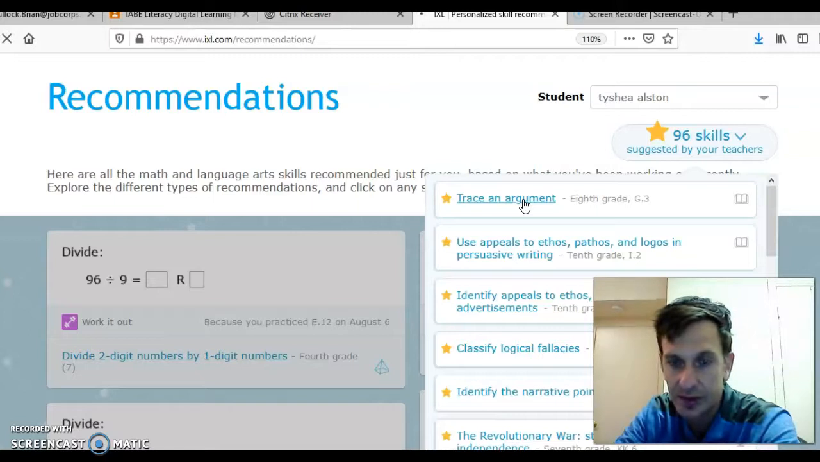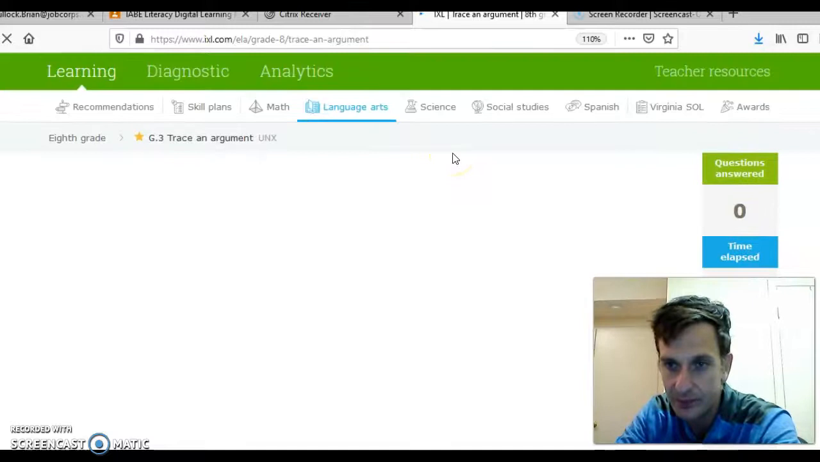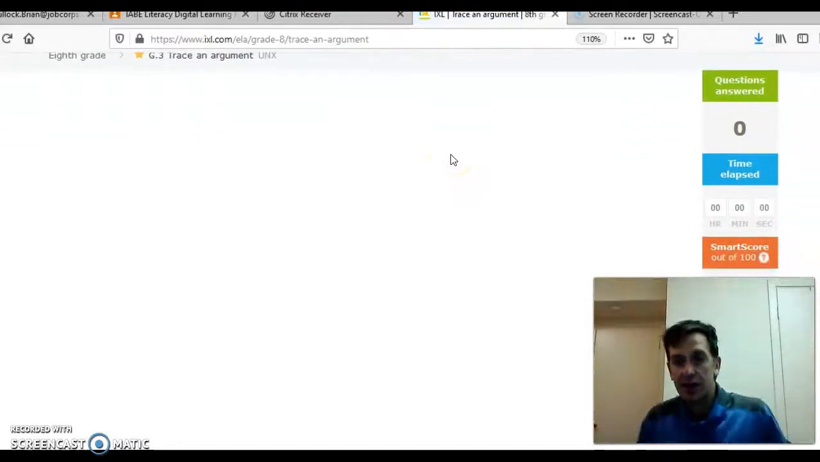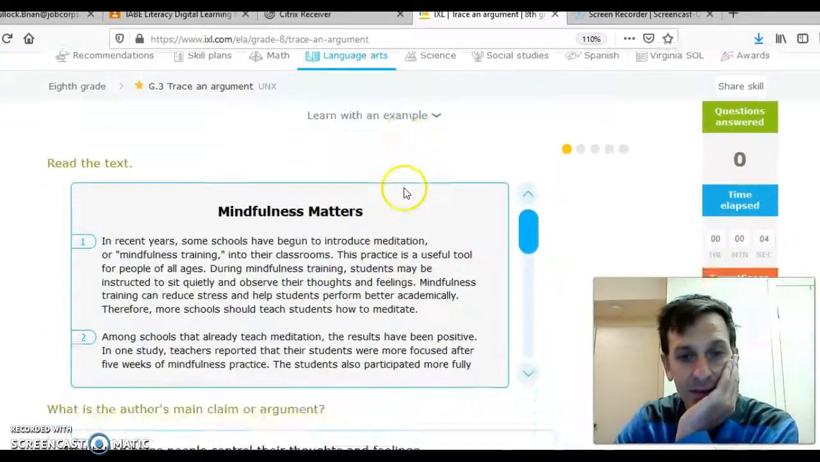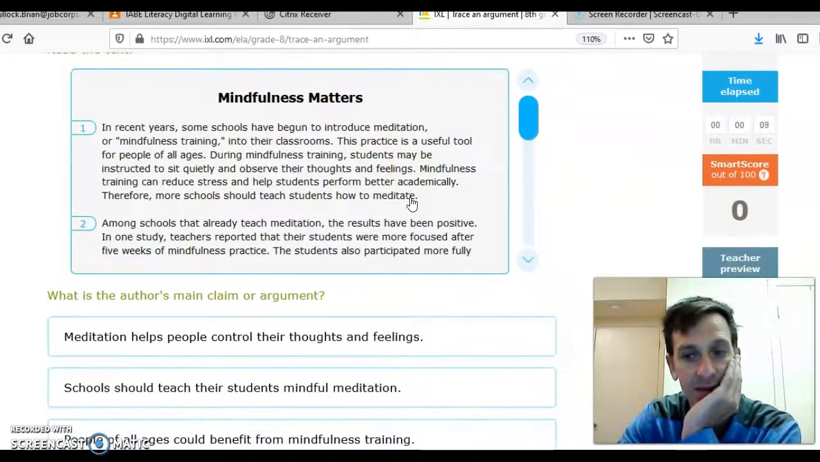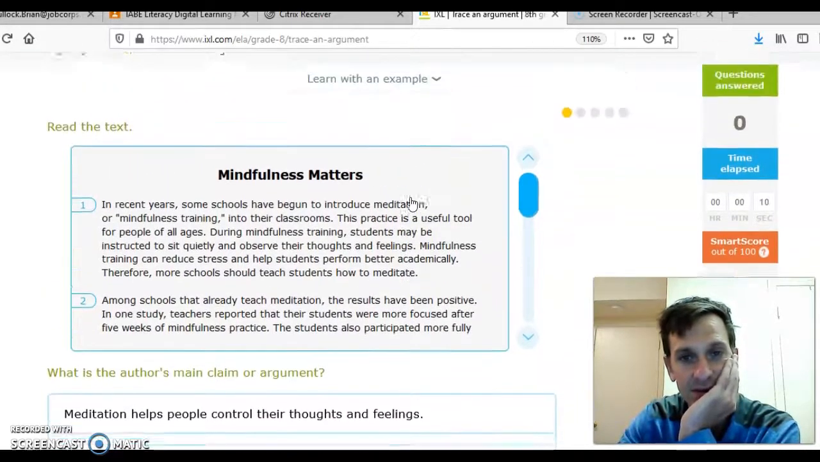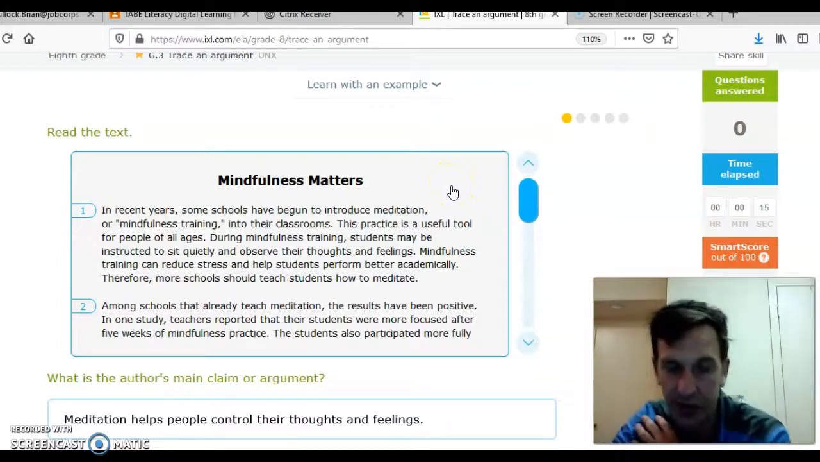So what we'll do this week is we'll go through a couple questions on what it means to trace an argument. So what does it mean to trace an argument? We need to understand what the author's argument is and how we support it. So it's essentially like main idea, finding out what the main idea is, but what is the author trying to argue?